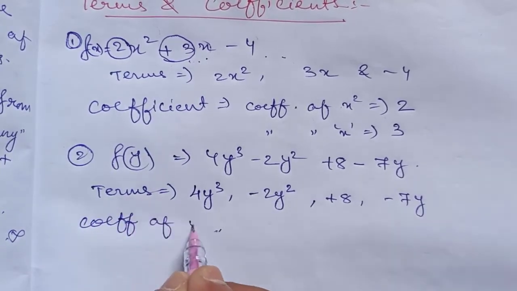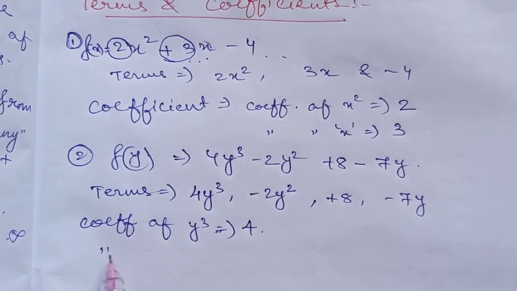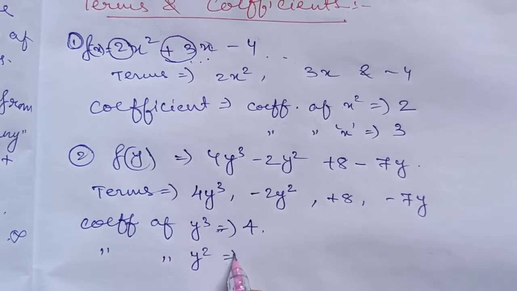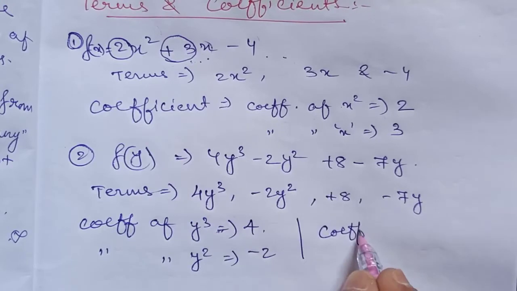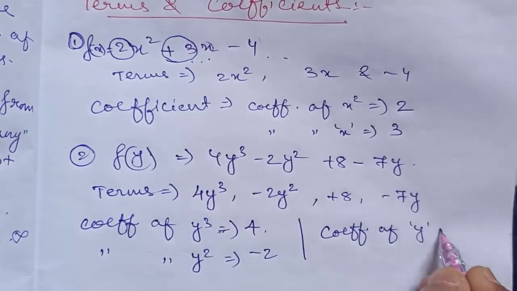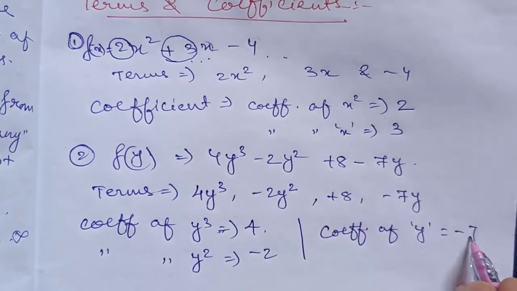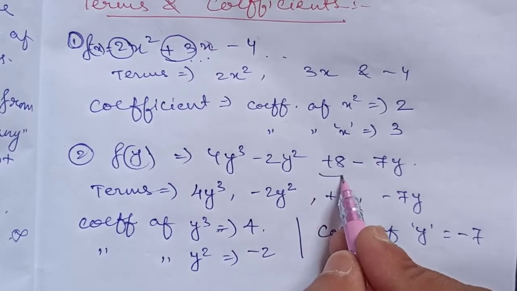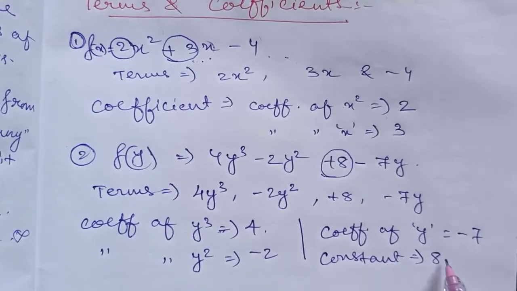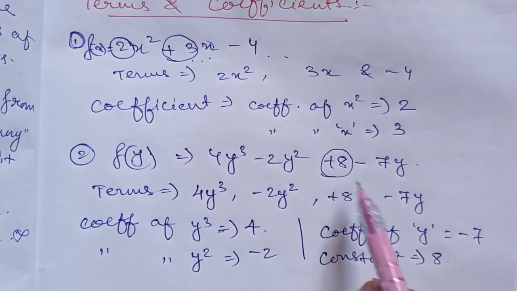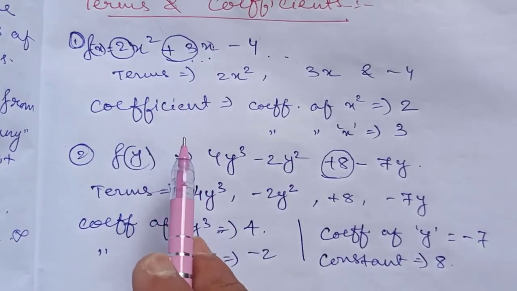Okay, and what are the coefficients? Coefficient of y cube is 4. Similarly, coefficient of y square is minus 2, with the sign. Coefficient of y is minus 7. Okay, what is 8? 8 is a constant term. What is a constant? A constant term is only a number without any variable. So 8 is the constant term for this expression. Getting? So this is all about terms and coefficients.